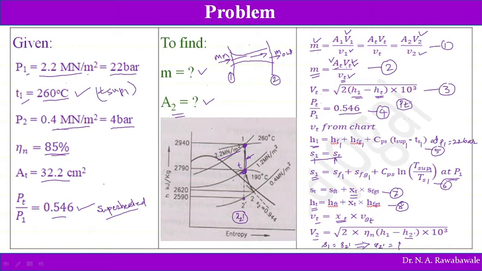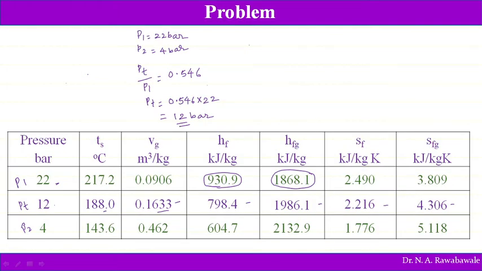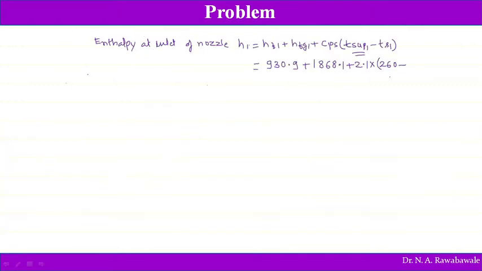So T sub 1 is 260, then TS1, saturation temperature of steam at pressure P1 equal to 22 bar, is 217.2 degrees Celsius. On simplification, we get this as 2888.8 kilojoules per kg. So this is enthalpy H1.